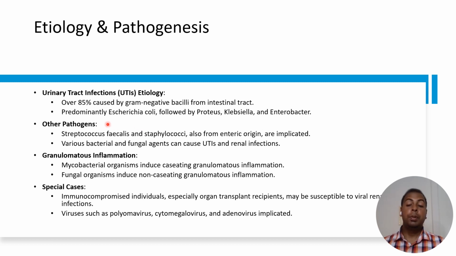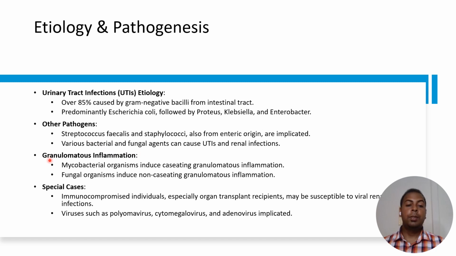All right, so UTIs. Typically the organisms that cause a lower urinary tract infection would be the organisms that would typically cause pyelonephritis. So over 85% of the cases are caused by gram-negative bacilli like E. coli from the intestinal tract, predominantly E. coli followed by Proteus, Klebsiella, and Enterobacter. Other pathogens may be involved like Streptococcus faecalis and Staphylococci, also from the enteric origin. Various bacterial and fungal agents can also cause UTIs, which could lead to pyelonephritis.